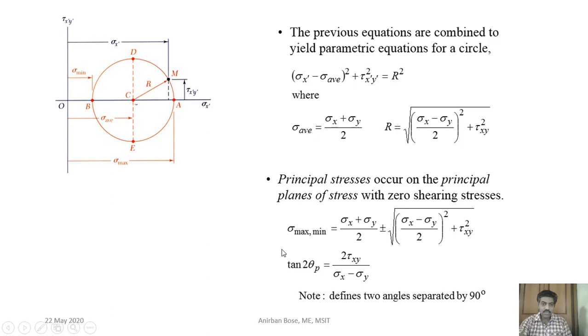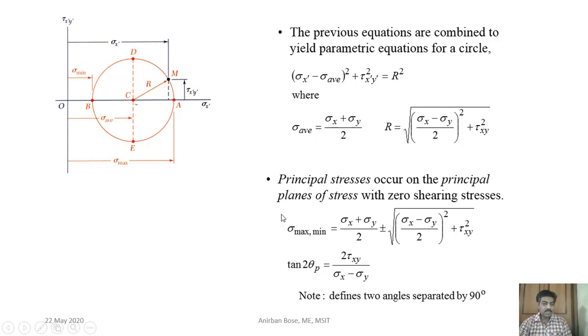These principal stresses can be easily found from this expression. If you want to find the abscissa of A, simply add the position of the center plus the radius. The position of the center is sigma average, plus the radius, which you know. And to find point B, that is position of C minus radius. So sigma x plus sigma y by 2, which is the sigma average, plus the radius gives sigma max, and minus the radius gives sigma min.